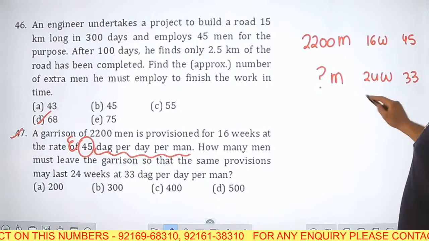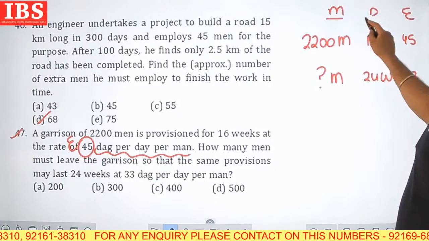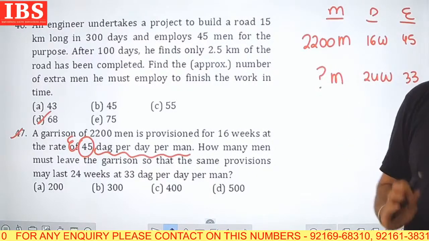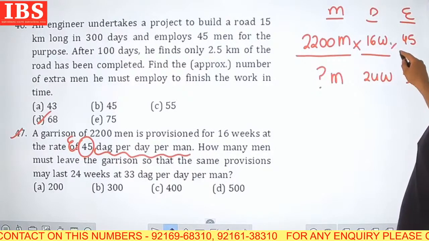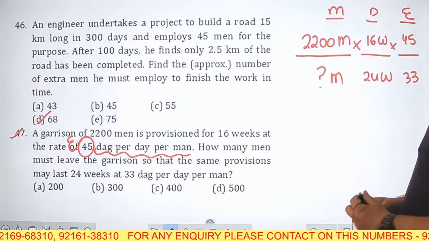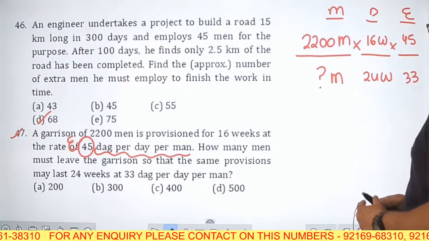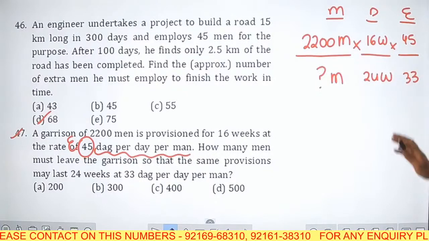So we have men, days and efficiency. You know that for men, days and efficiency, we need not invert the ratio. So we can directly make the ratio as this, this and this. We need not invert the ratio because we don't have the work done. So we can directly multiply all these values.